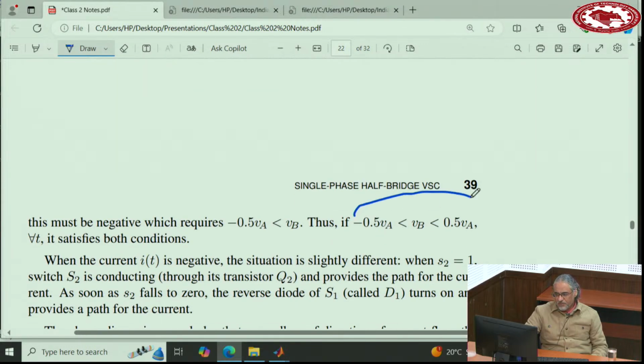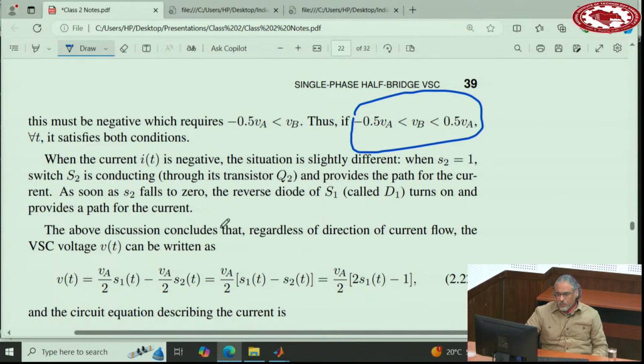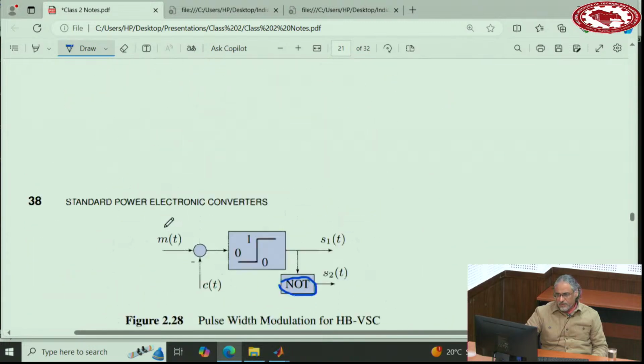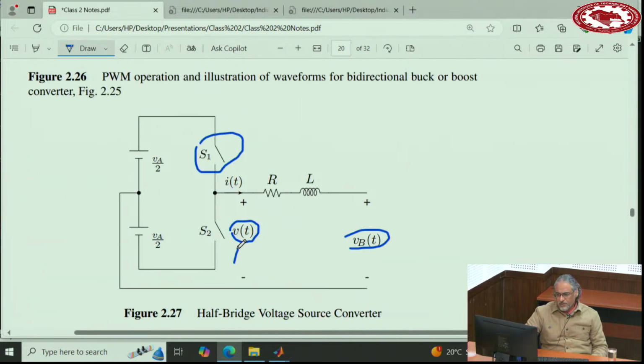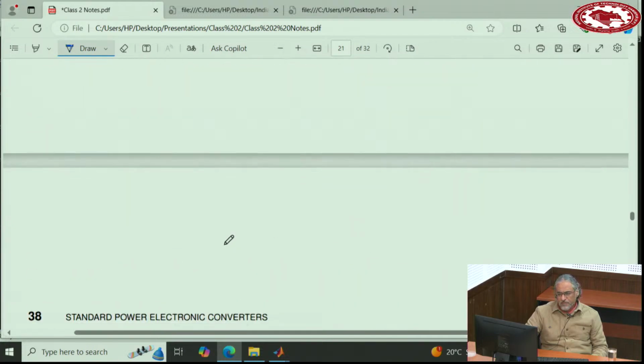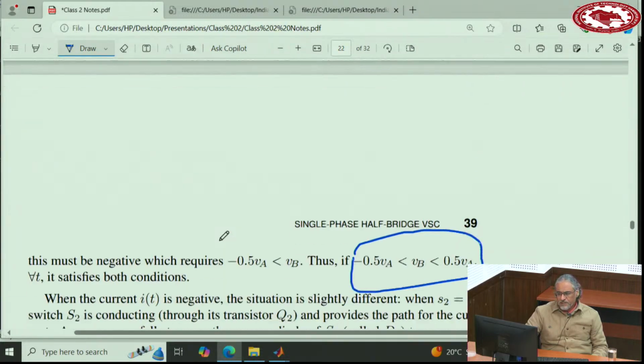This is the condition I told you. If you combine those two conditions in one inequality, that is this, basically. So it says VB should be between half VA and negative half VA. So the equation for V, the voltage at these terminals, when this switch is on is half VA, and when the switch is off and this one is on, it is negative half VA. So mathematically, you can say this is this equation.